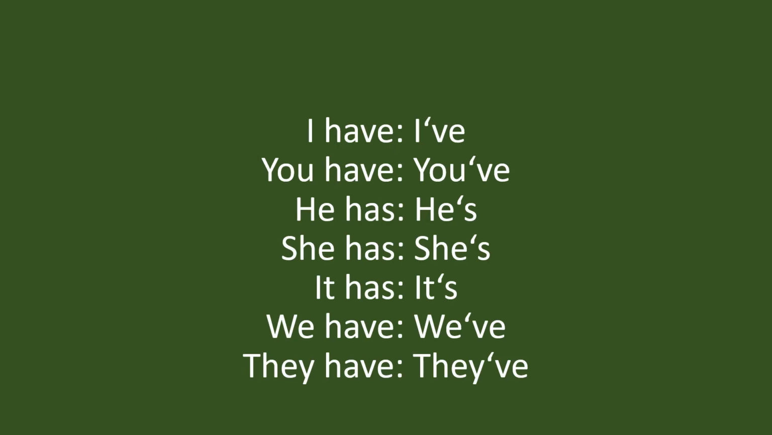Now we'll look at contractions with the word have. I have becomes I've, you've, he's, she's, it's, we've, and they've. And so he's, she's, and it's you may also recognize as the contraction form of he is, she is, and it is. And so it's the same word, but context usually, well, almost always lets you know which word the contraction is referring to. So that's not much of a problem.